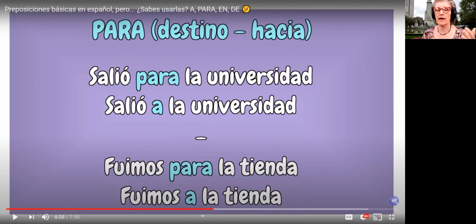You may hear it as salimos para la universidad. They may literally swallow the last half of the word para. It may happen because when they're talking fast, they'll just do that. So know that may happen.